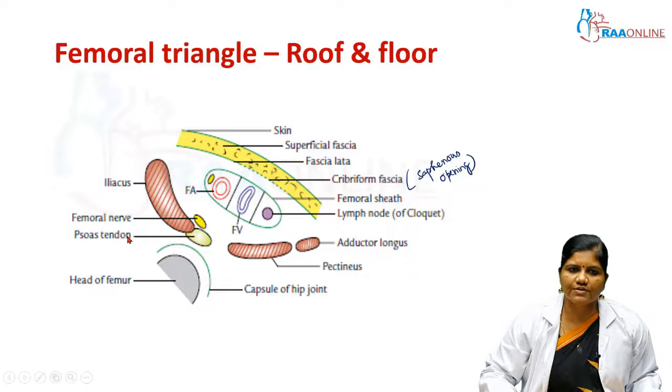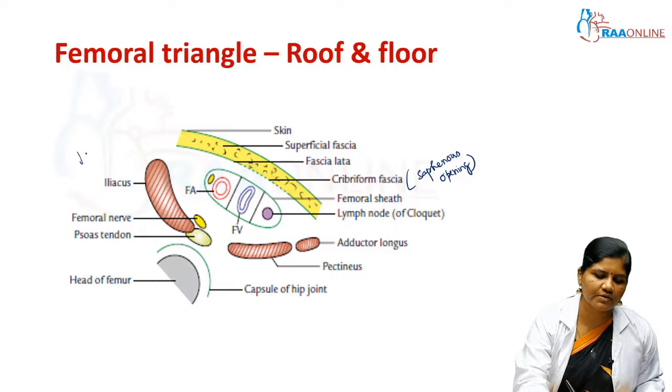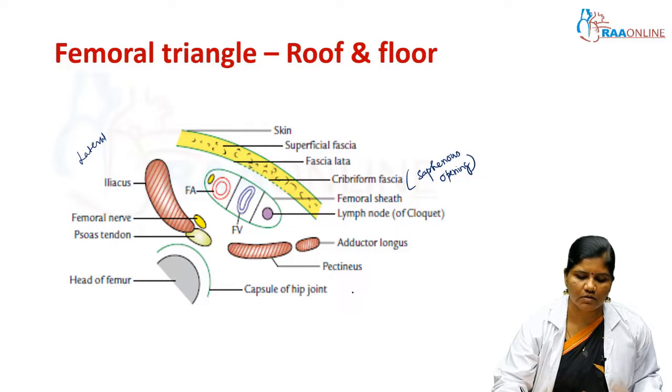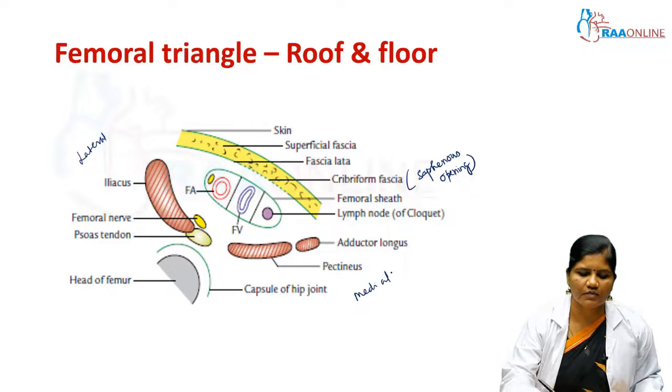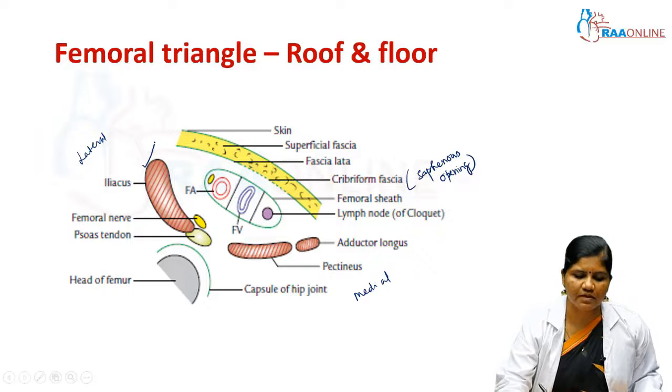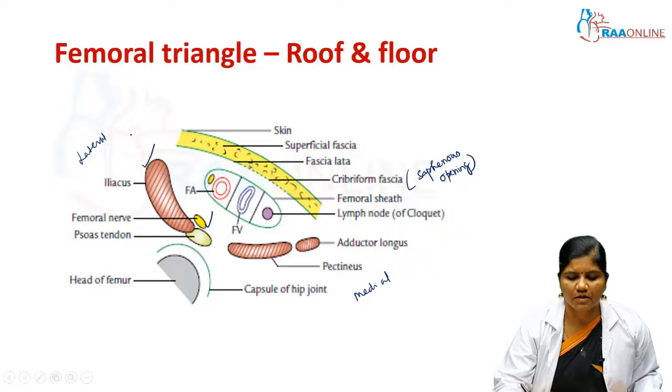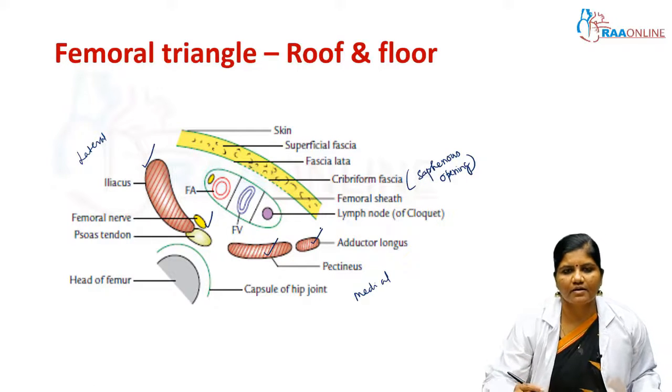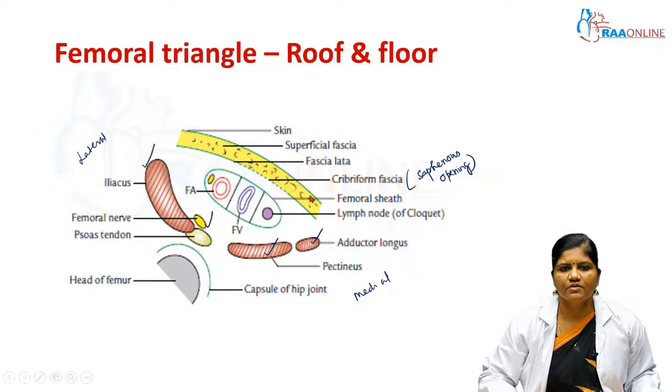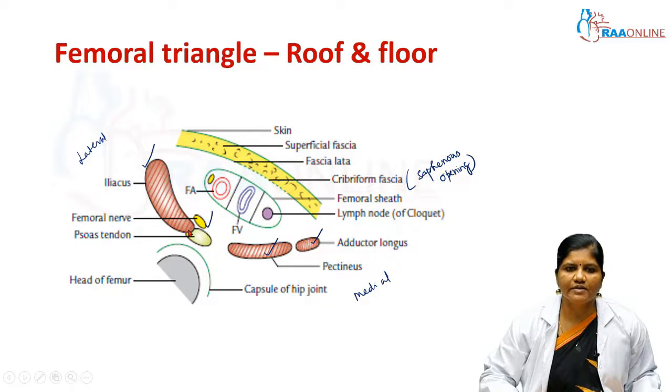Coming to the floor structures, from lateral to medial aspect, we can appreciate the iliacus muscle, then the tendon of psoas major, then the pectineus and adductor longus. These are the floor structures. Between the iliacus and the tendon of the psoas major, we can appreciate the femoral nerve. Deep to that there is the capsule of the hip joint.